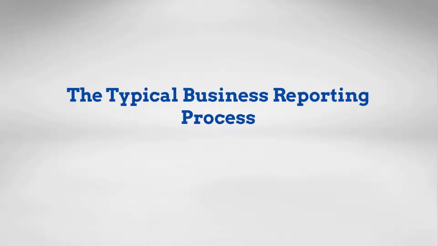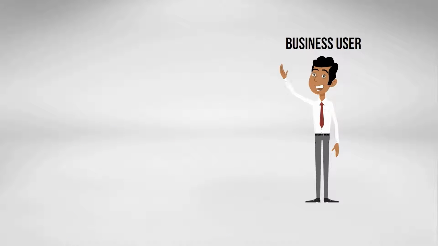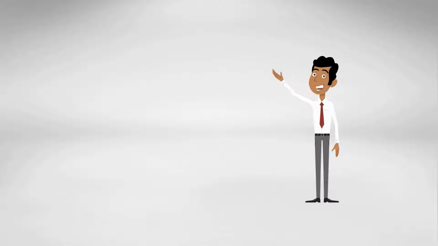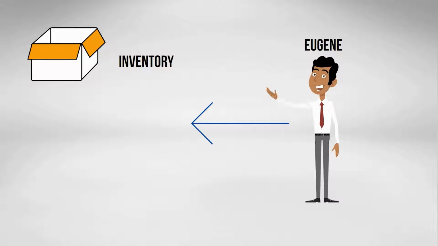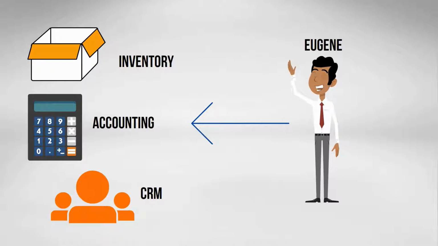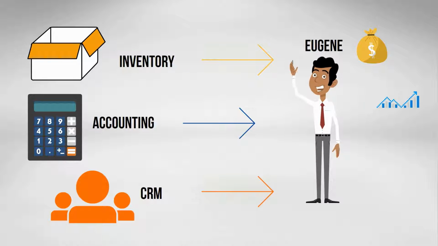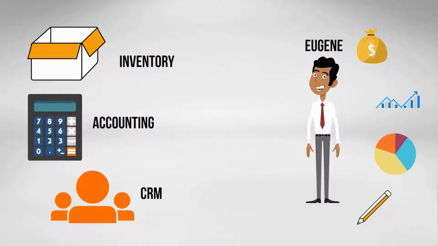The typical business reporting process, a day in the life. Here's a business user. Let's say these are your executives, your managers, and your frontline employees. Let's call our business user Eugene. Over here is all the data about Eugene's business. For example, let's say we've got his inventory, accounting, and CRM, and they're all within their own databases. Eugene needs to leverage each one of these databases to make informed decisions about his business. So how does Eugene go about accessing all of this data?